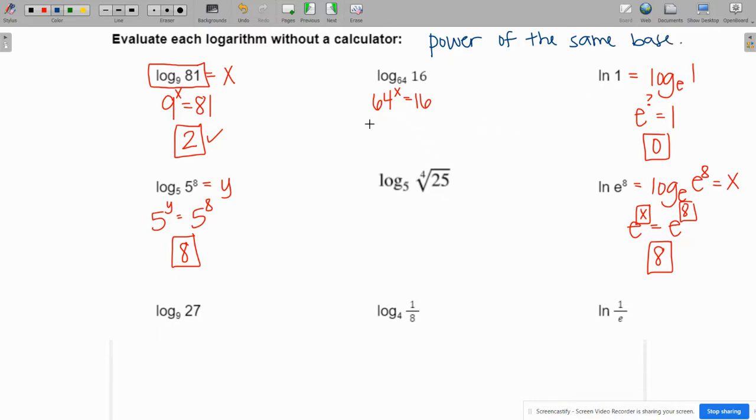I'm going to show you why. So 64 and 16, these are both powers of 4. 64 is 4 cubed, and 16 is 4 squared. So what if I rewrote 64 as 4 cubed? And what if I rewrote 16 as 4 squared?